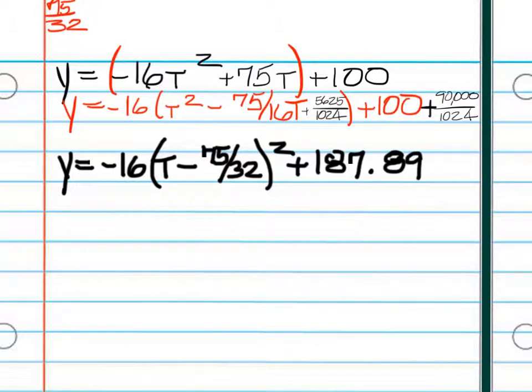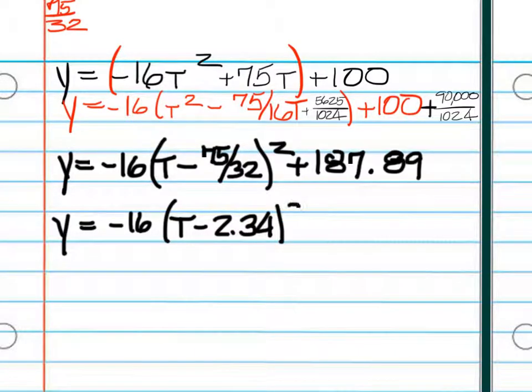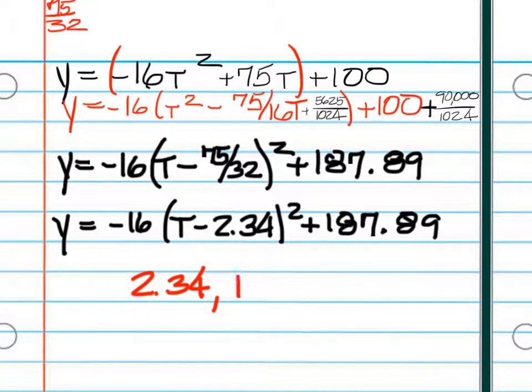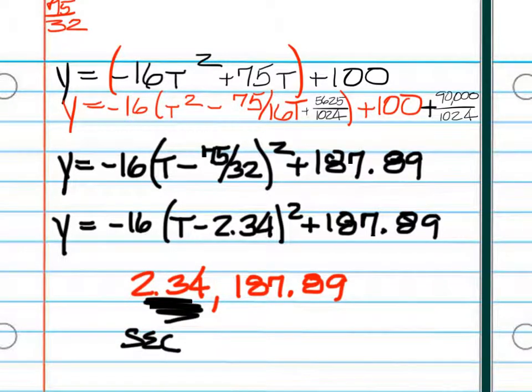And with that, we have the information we need, except we could probably do one more thing. 75 over 32. 75 over 32 is 2.34. So we will do that and leave everything else the same. So now we can take out our vertex, which is going to be a maximum point, 2.34 and 187.89. This represents the number of seconds it took to reach the maximum height. This is the maximum height in feet.